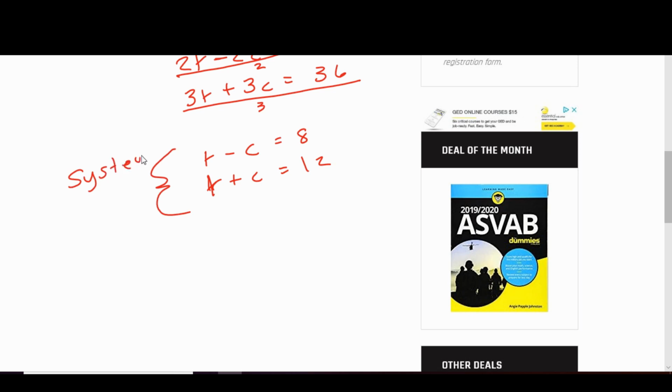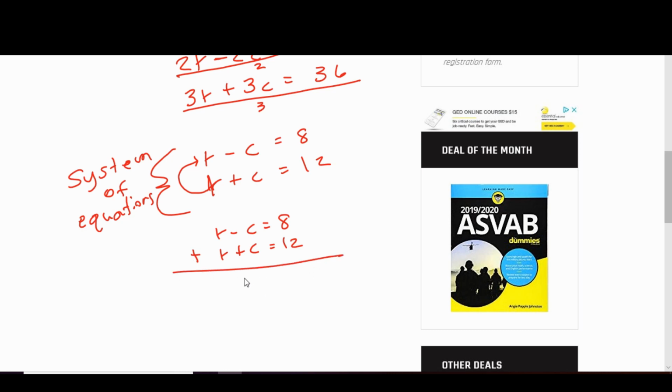Okay? Now we have a system of equations that we can solve. And again, we're trying to solve for R. When we have a system of equations, the goal is to add one equation to another to get rid of one of the variables. So I'm going to add this second equation to this first one to get rid of the variable C. So that's going to look like this. R minus C equals 8. R plus C equals 12. I'm going to add these equations.